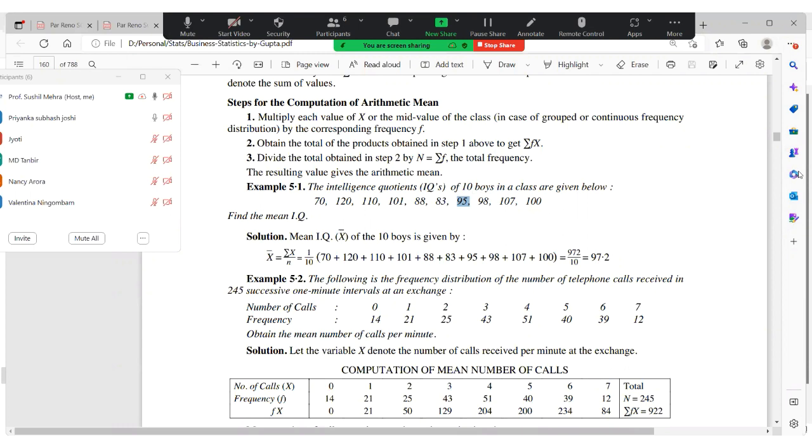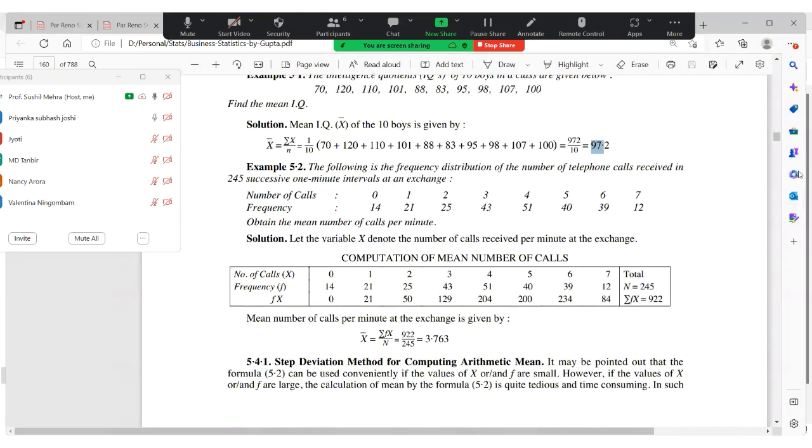This is ungrouped data. So if we want the mean IQ, what we do? We add all these 10 numbers divided by the number of observations, 10. So we divide this by 10. It comes to be 97.2, right? Come to the next one.